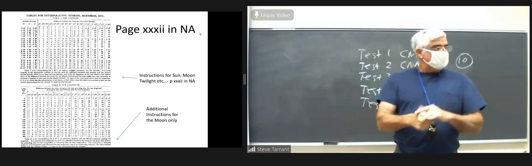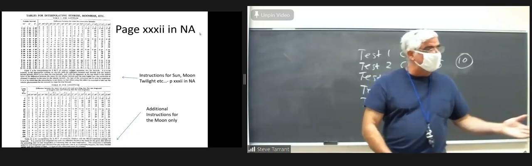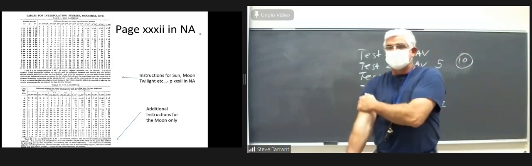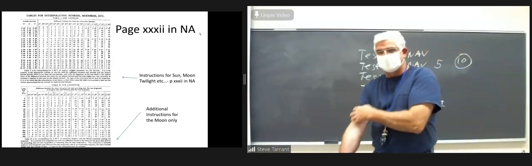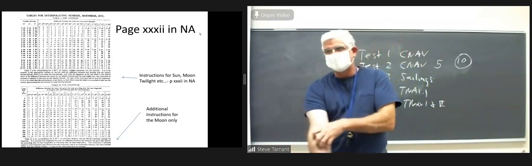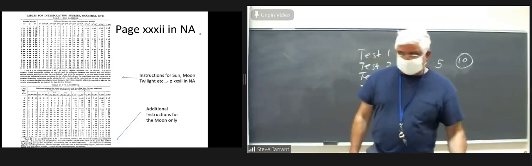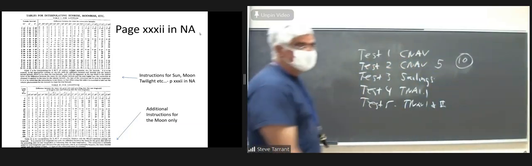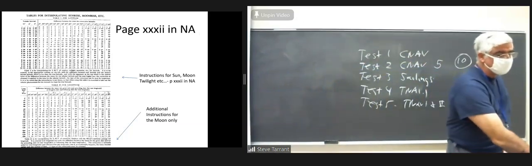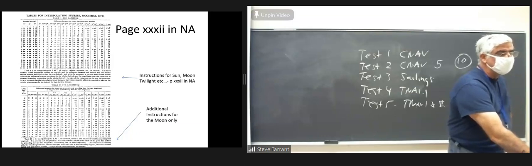Now, the instructions for this are in the Nautical Almanac. They're on page XXXII. It's towards the back of the book, in the appendices. I think they're yellow. And I'm not going to read these instructions with you. But if you look, these are the instructions for everything, sunrise and moonrise.